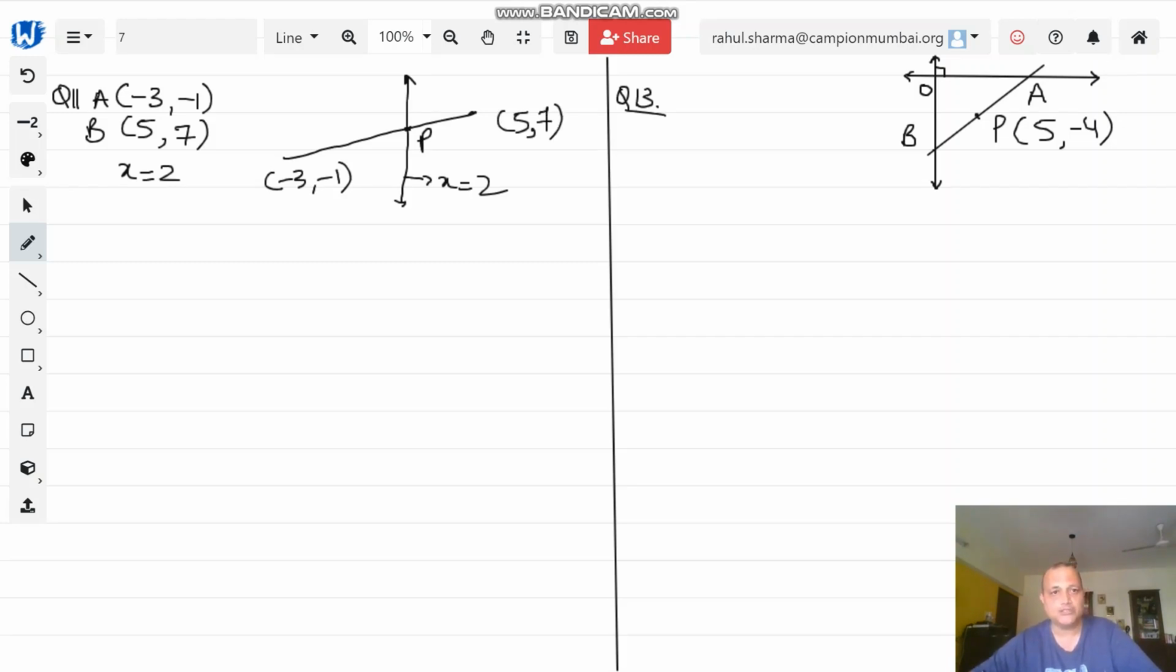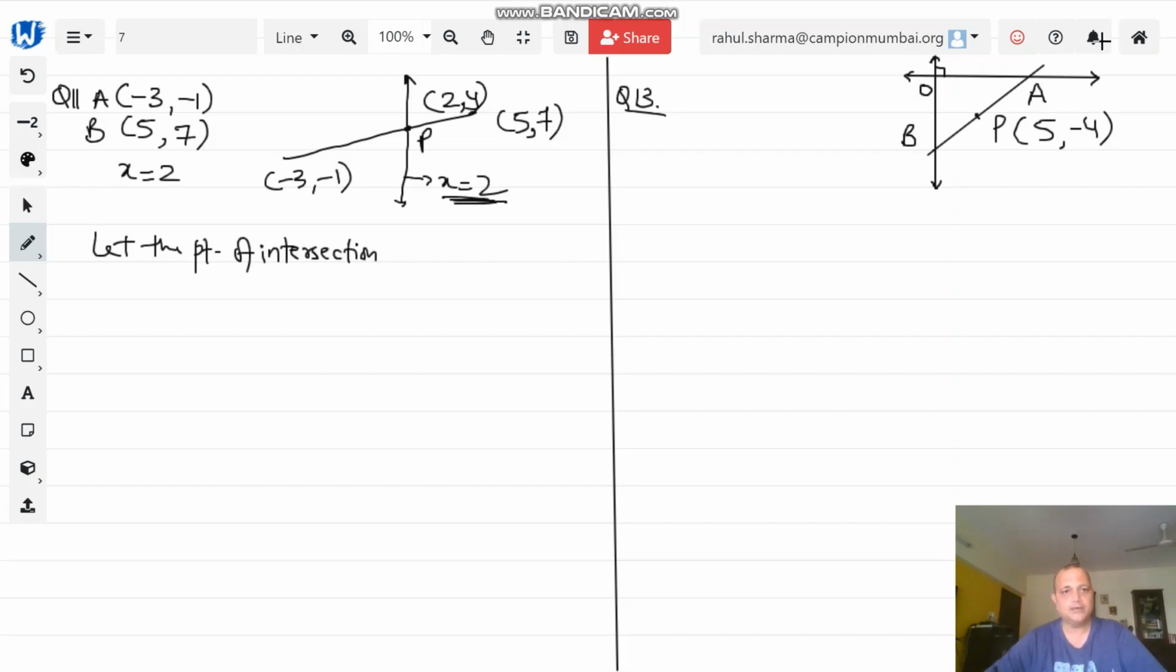This is negative 3, negative 1, and this is 5, 7. What would be the coordinates of this point? Since this line is x is equal to 2, the value of x will remain 2 and the value of y will keep changing. Let the point of intersection be 2, y. Done. Let's look at what we need to calculate. We need to calculate the ratio and then the coordinates of the point. So I know that this point is 2, which means 2 is equal to (m1x2 plus m2x1) upon (m1 plus m2). Let's substitute.